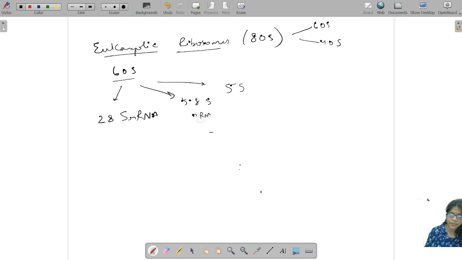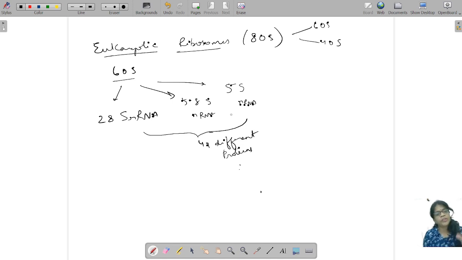These are the subunits of your 60S, and these all would be associated with 49 different proteins.